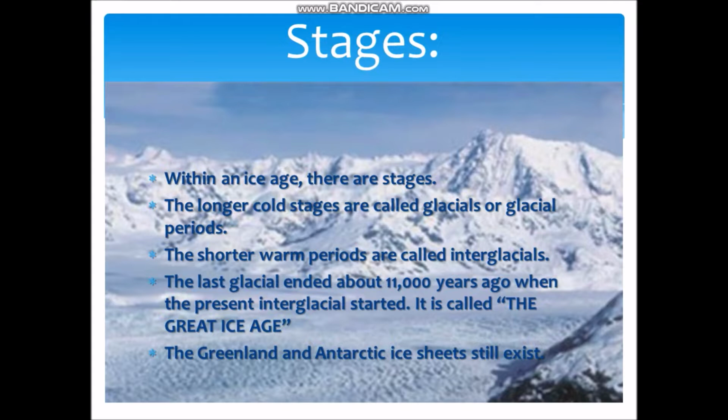Stages. Within an ice age, there are stages. The longer cold stages are called glacials or glacial periods. The shorter warm periods are called interglacials. The last glacial ended about 11,000 years ago, when the present interglacial started. It is called the Great Ice Age. The Greenland and Antarctic ice sheets still exist.